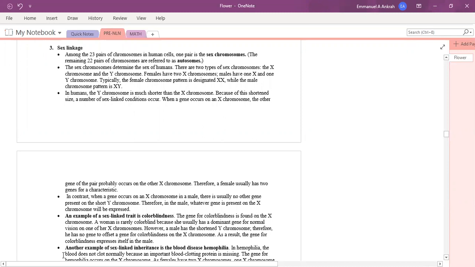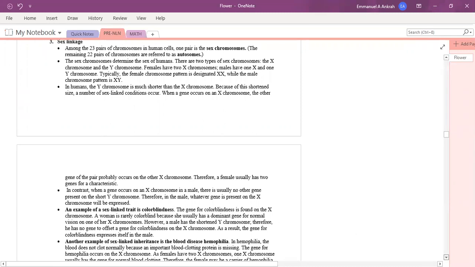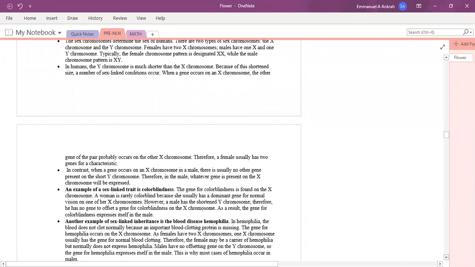An example of this is color blindness. The gene for color blindness is found on the X chromosome. A woman is rarely colorblind because she usually has a dominant gene for normal vision on one of her X chromosomes. However, a male has the shortened Y chromosome. Therefore, he has no gene to offset a gene for color blindness on the X chromosome. As a result, the gene for color blindness expresses itself in the male.